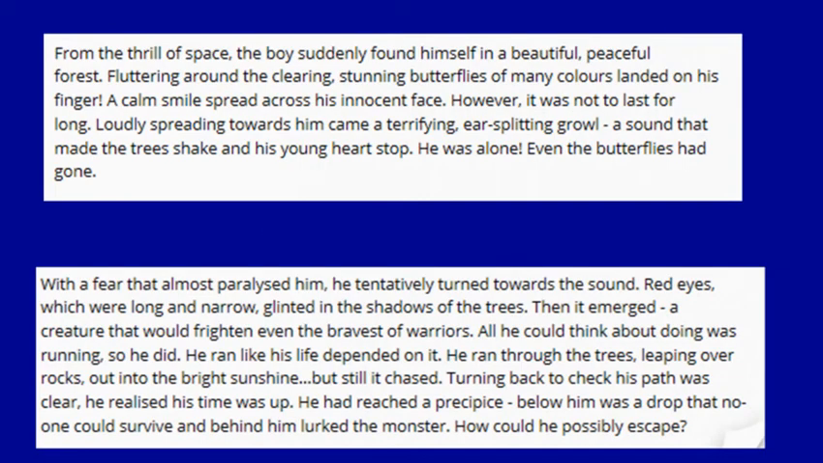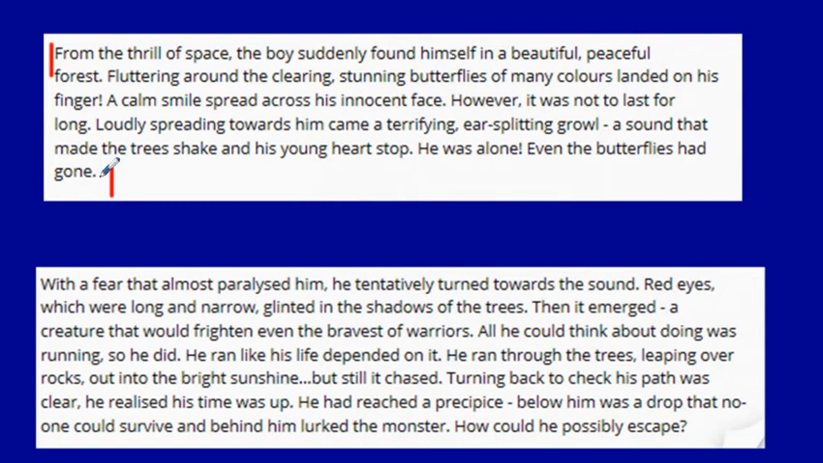If we look at the first paragraph, from the thrill of space, the boy suddenly found himself in a beautiful, peaceful forest. Fluttering around the clearing, stunning butterflies of many colours landed on his finger. A calm smile spread across his innocent face. However, it was not to last for long. Loudly spreading towards him came a terrifying, ear-splitting growl, a sound that made the tree shake and his young heart stop. He was alone. Even the butterflies had gone.